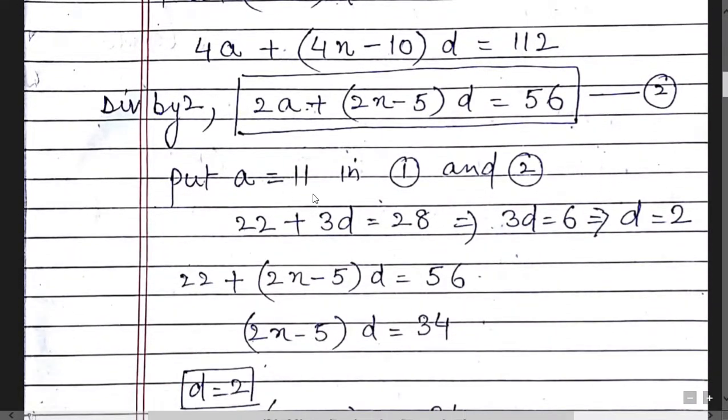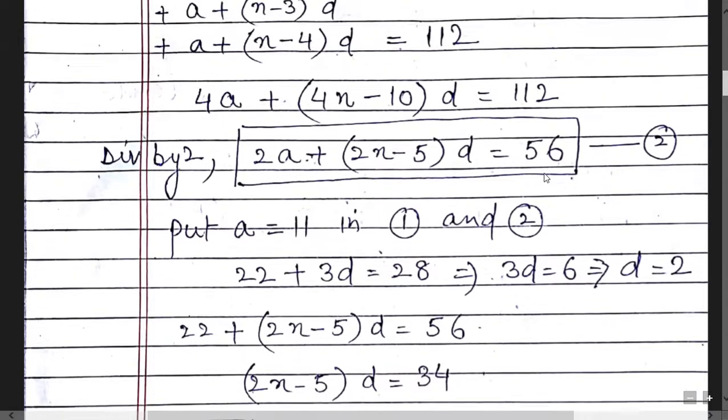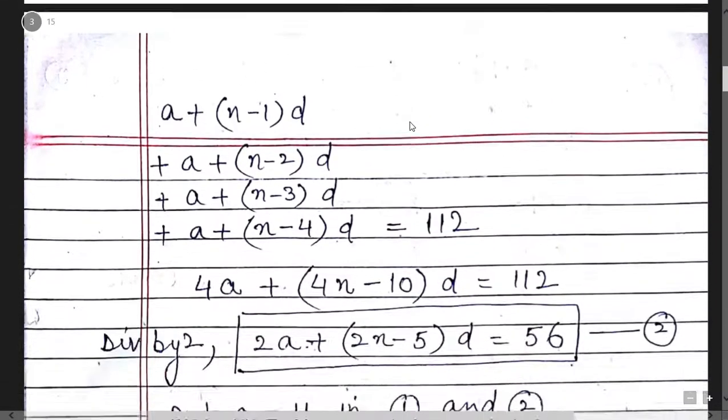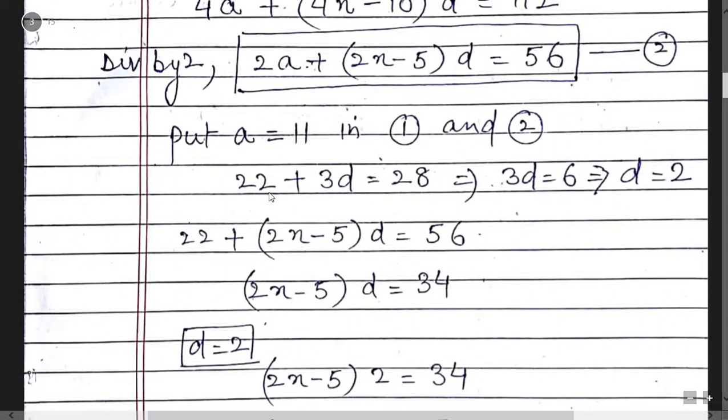Insert the value of a is equal to 11 in both equations 1 and 2. First equation is this one. When I insert a is equal to 11, it's 22 plus 3d is equal to 28. Then subtract 22. It's 3d is equal to 6. Then d is equal to 2.